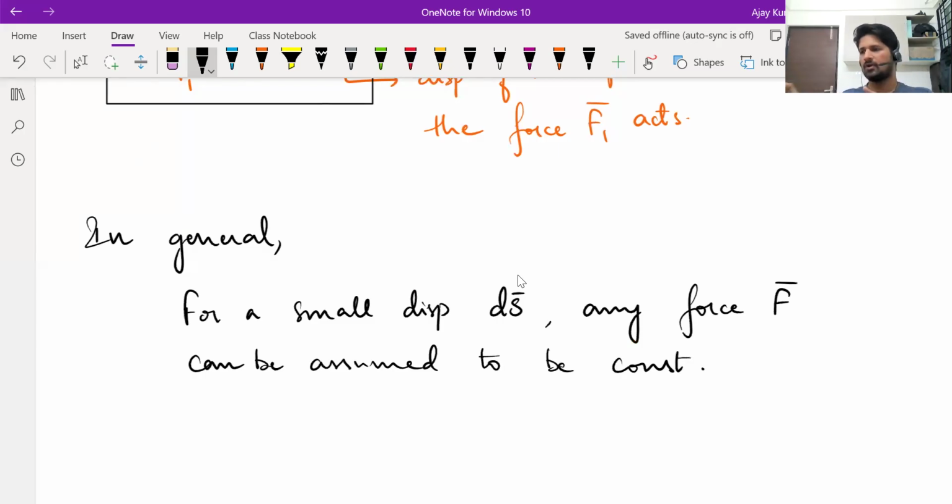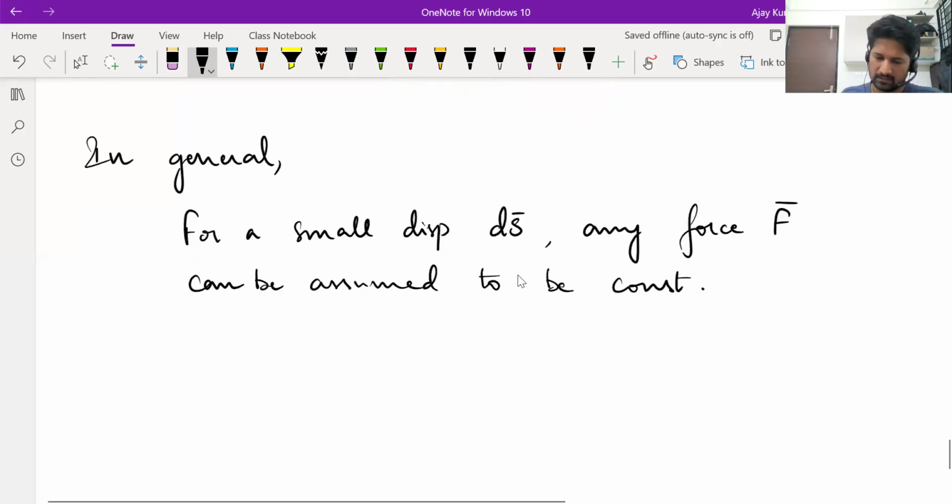Okay, see, for the overall displacement, let's say of 10 meters or 20 meters, the force may have changed from point to point. But for a small displacement ds, you can assume the force to be constant. For the next small displacement, you can assume some other force. The displacement after that, you assume some other force, and so on. But for one small displacement ds, even if the force is generally variable, you can assume it to be constant.